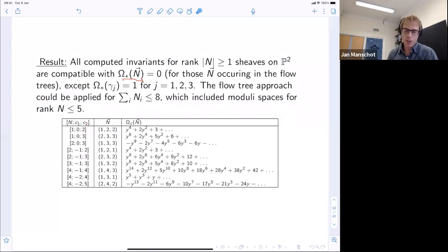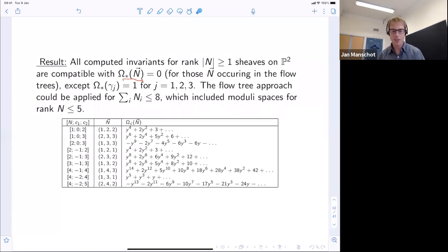This table only shows the dimension vectors in which all the vertices are populated, or the dimensions on all sides are larger than 0. If one of the vertices has a vanishing dimension, then you can use the standard, say, Reineke formula, and you can even go to rank 5. So that's, yeah, very striking.